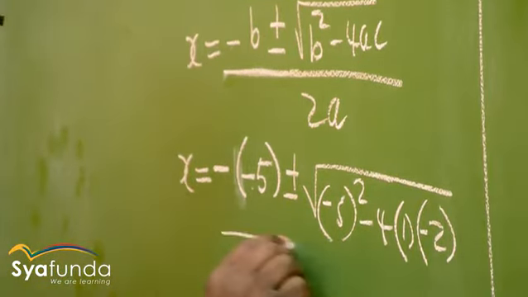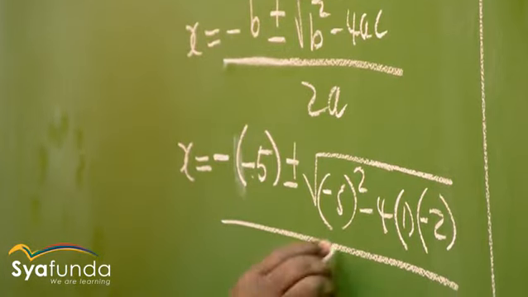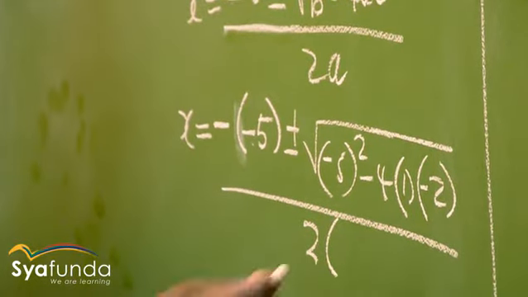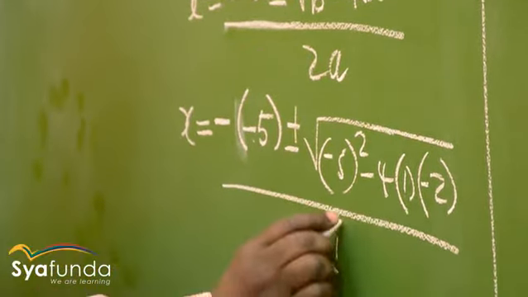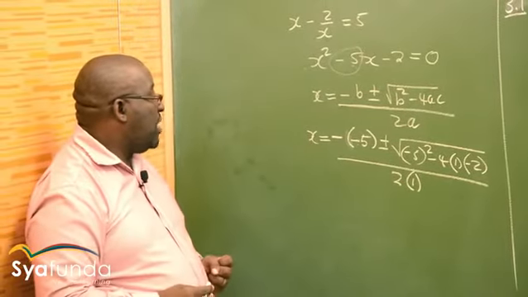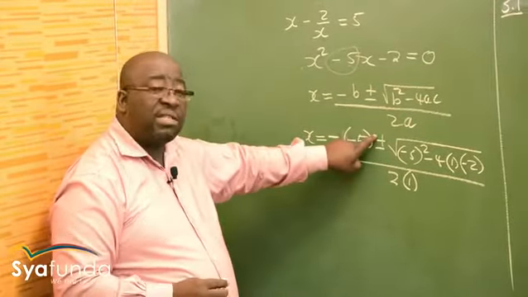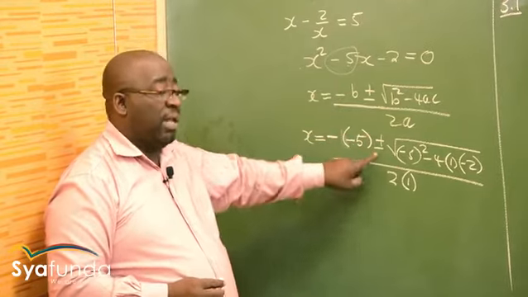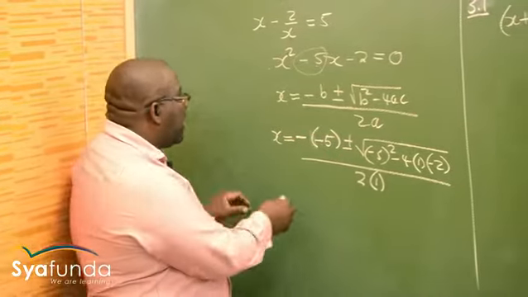Let us divide by 2 into a. Remember that we said our a was 1. Once we have it in that form, we can just go straight into our calculator. First use plus. After using plus, then you use minus. Or if you like, you can separate it. You can write it in this form.